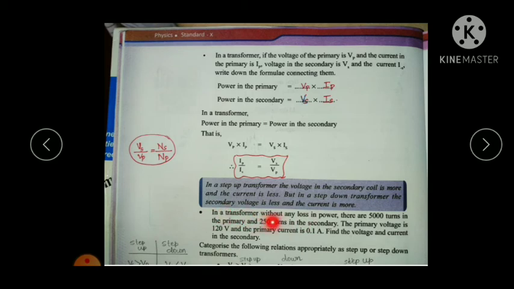So in a transformer without any loss in power, there are 5000 turns in the primary. So NP is equal to how much? 5000. And 250 turns in the secondary, that is NS is equal to how much? 250. The primary voltage is 120 volt, VP is equal to 120 volt, and primary current, that is IP, is equal to 0.1 ampere. Find the voltage and current in the secondary. So we have to find VS and IS of the secondary coil. So how can we find this?